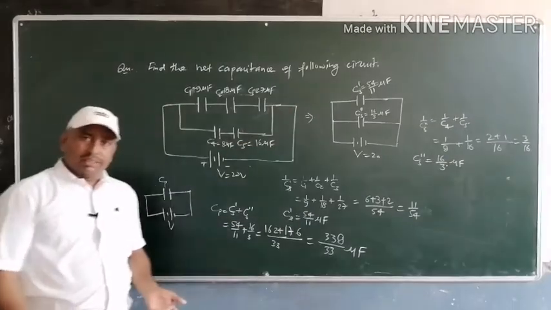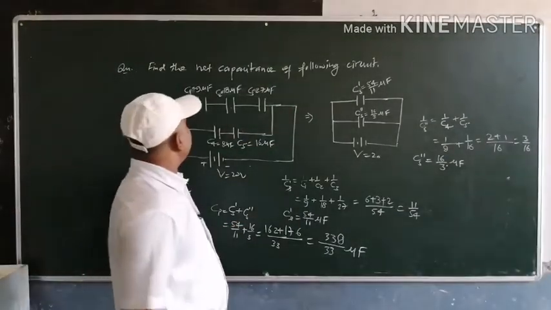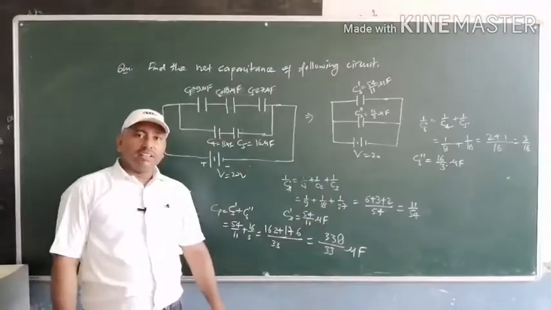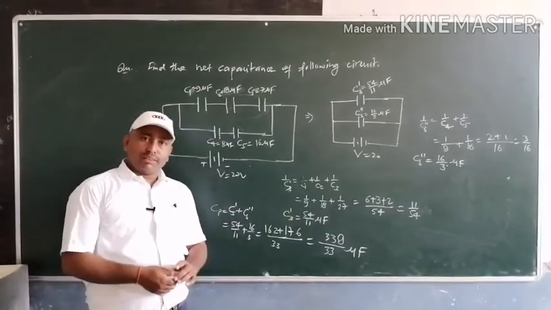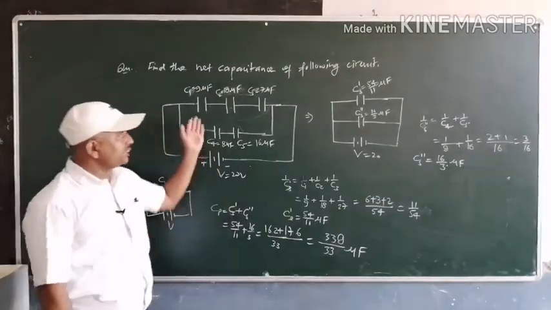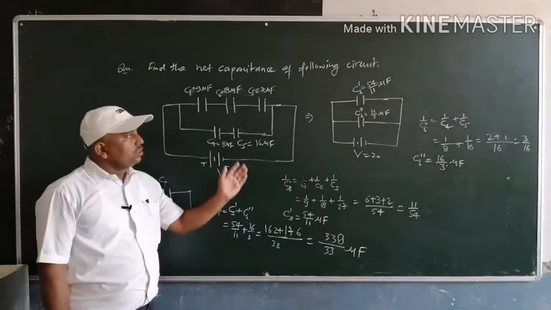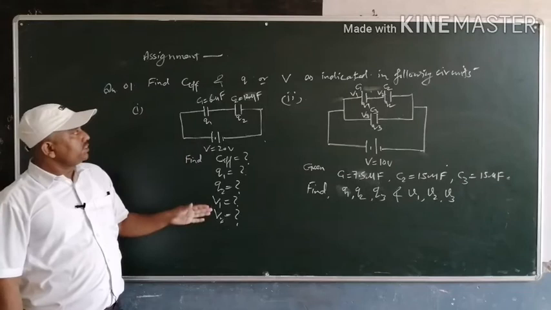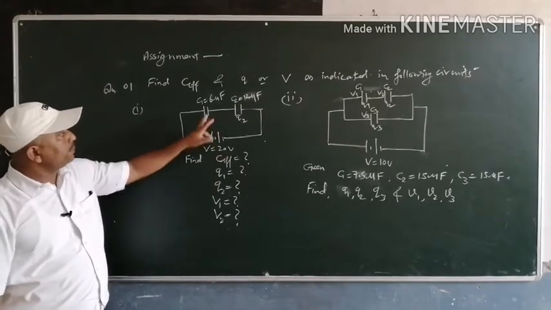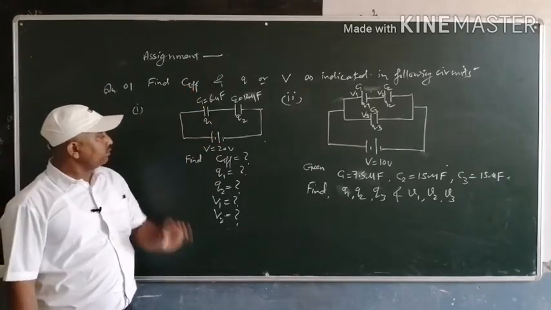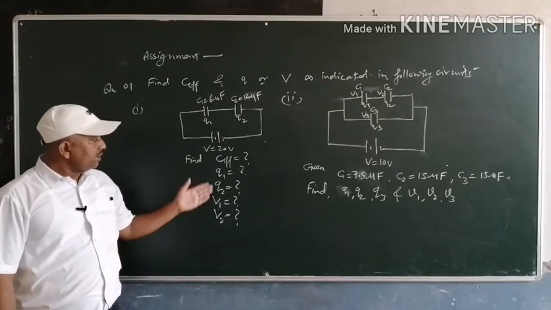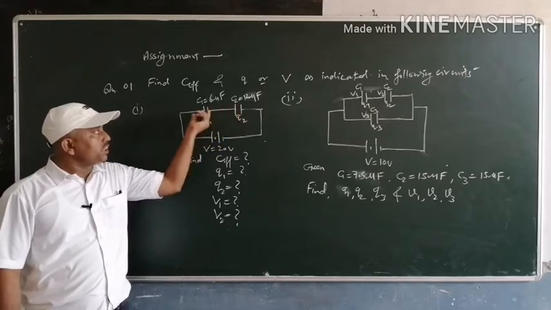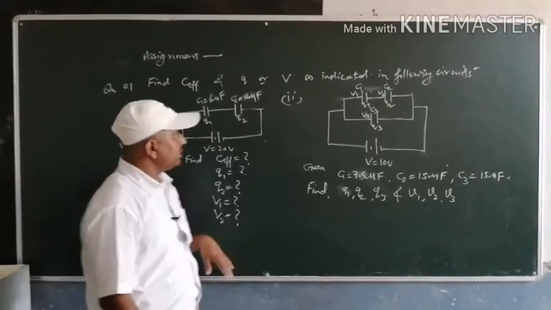So easily you can also find out the charge stored across each capacitor. This is your homework. You can find out the charge stored across each capacitor, and also this is a simple assignment for you. In the first, there are two capacitors and you have to find the charge stored across these two capacitors and the potential across these two capacitors.